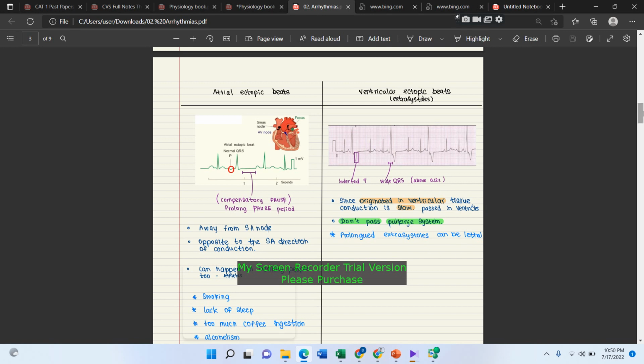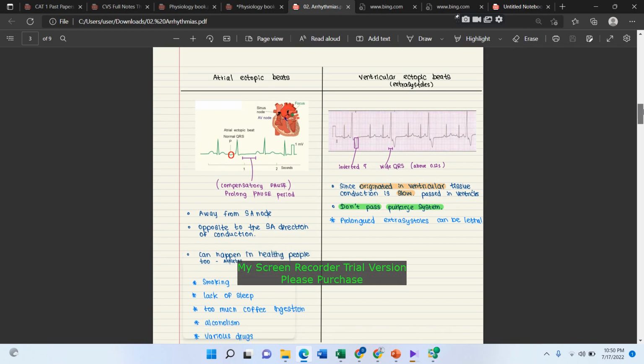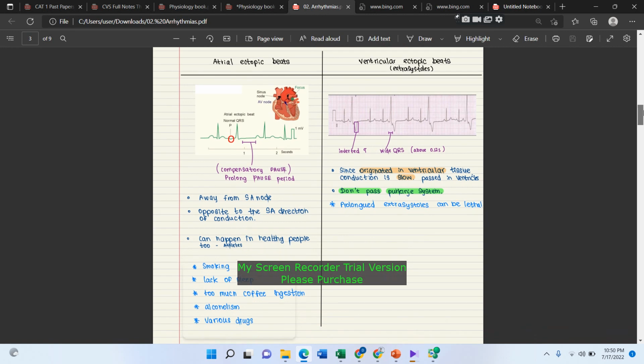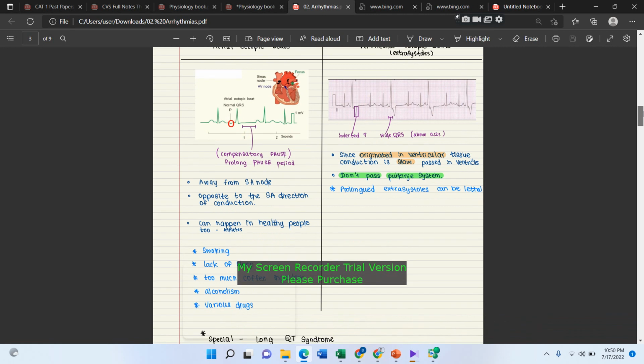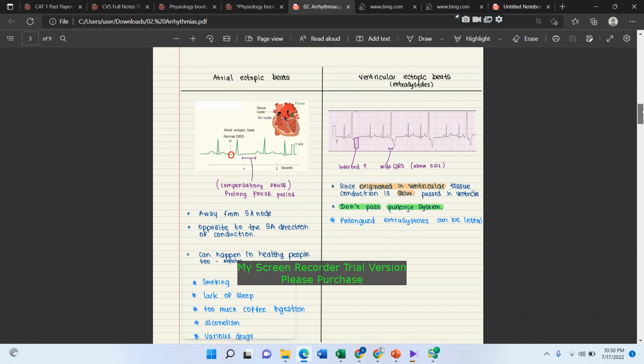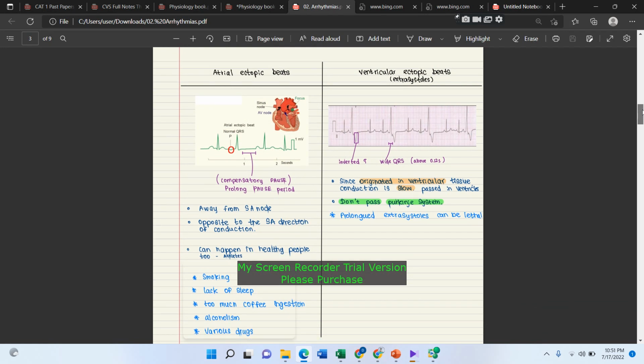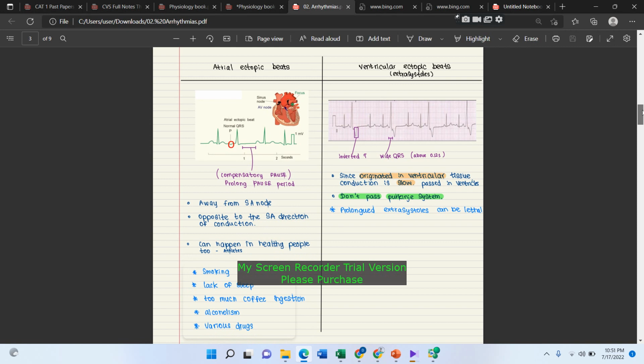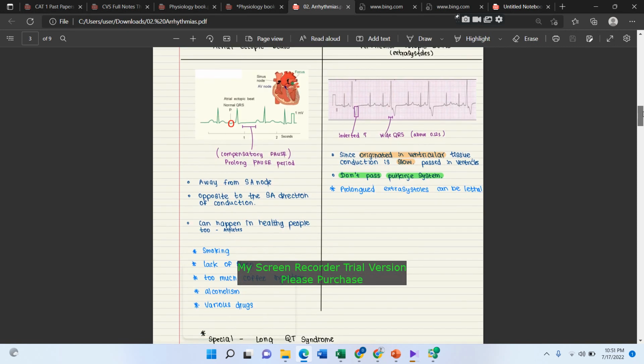Prolonged extrasystoles can be lethal. These extrasystoles, ventricular ectopic beats, are also known as extrasystoles. Systole means just a contraction of the ventricles, right? So extrasystoles are the point of extra contraction of the ventricles. They don't pass through the Purkinje system, but they pass through the ventricles. Their conduction is slow since they originated in the ventricular tissues. So they are ventricular ectopic beats.